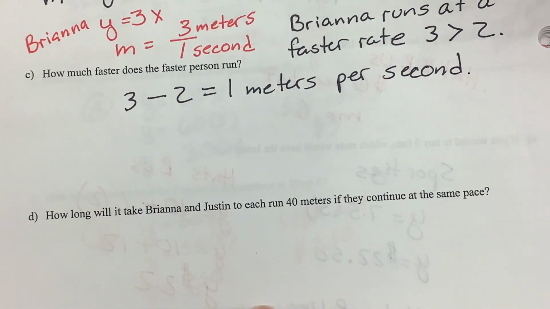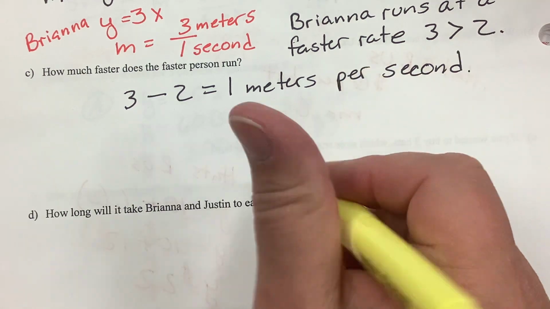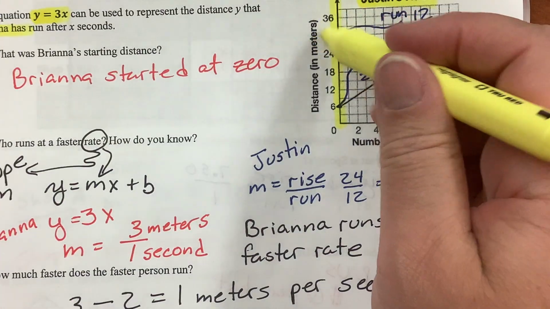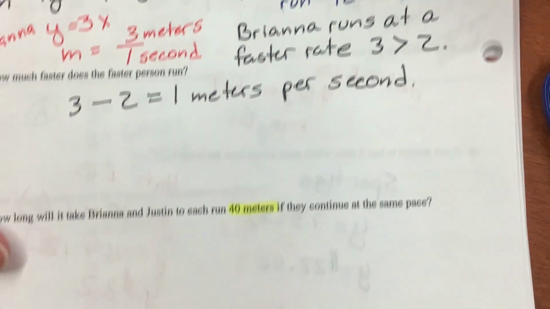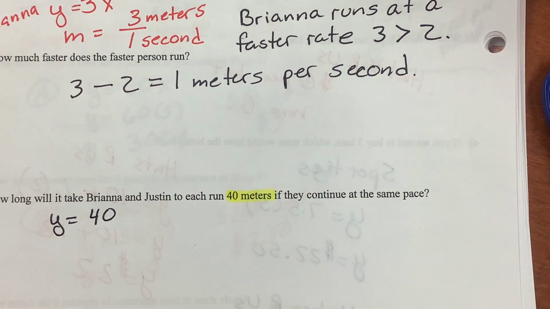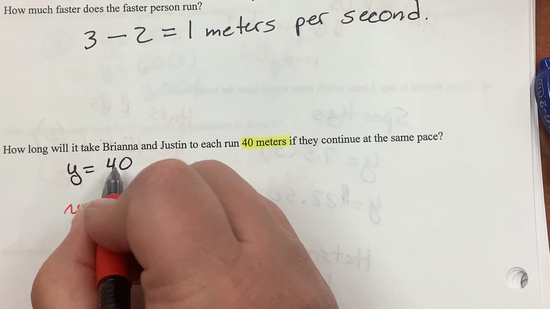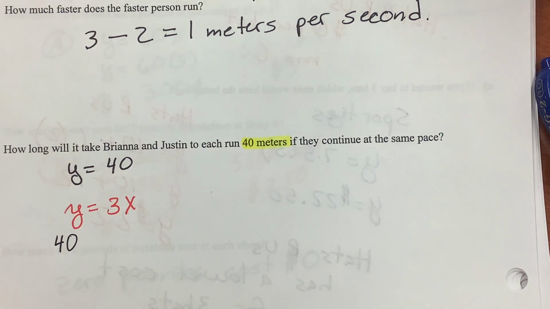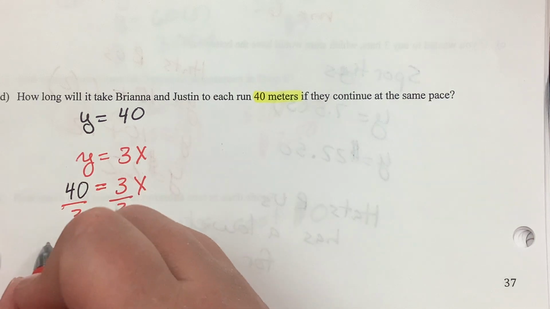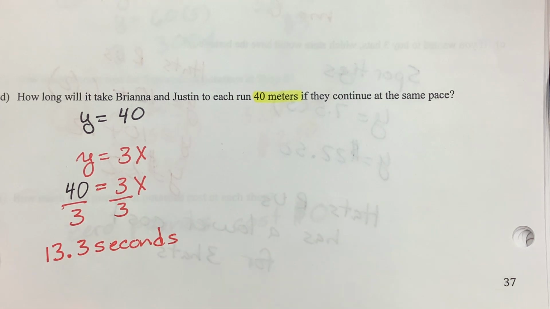And how long will it take Brianna and Justin to each run 40 meters? I have to think again. Is that 40 meters going to be an X value or a Y value? Well, let's look. Here's meters, and it's Y. So meters is Y, then it's going to be Y equals 40. And now Brianna's equation was Y equals 3X. I'm going to put the 40 first because that's the Y. So 40 equals 3X. Divide by 3, divide by 3. She is running 13.3 seconds for 40 meters.